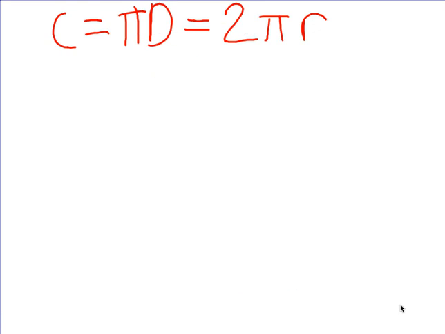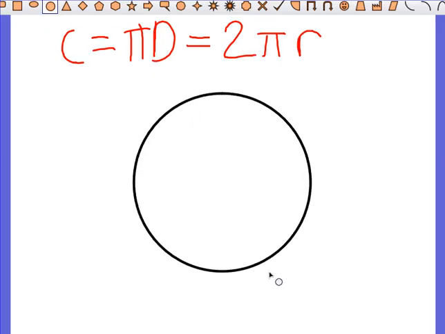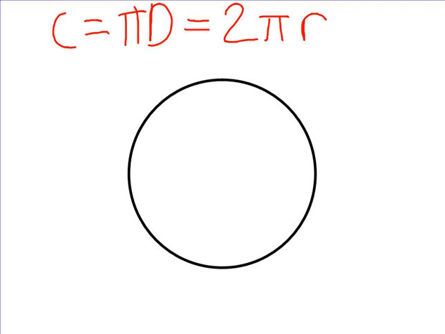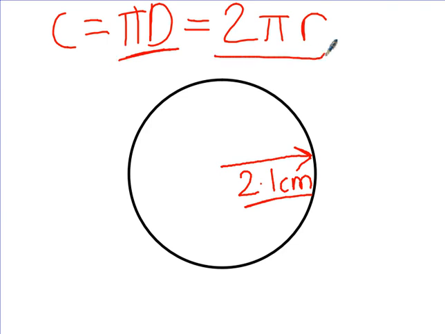Now let's get rid of all of that and we'll try a new example. So I'm going to draw myself another circle. Now if you've got a question where you're only given the radius of the circle, so here I don't have the diameter, I've only been given the radius, and let's just pretend that is 2.1 centimeters. So now, because I've only been given the radius, I can't really use that because that's for the diameter. So I'm going to use this one.